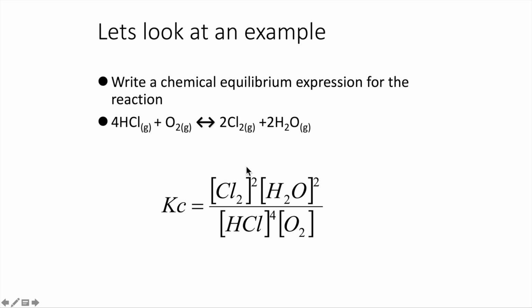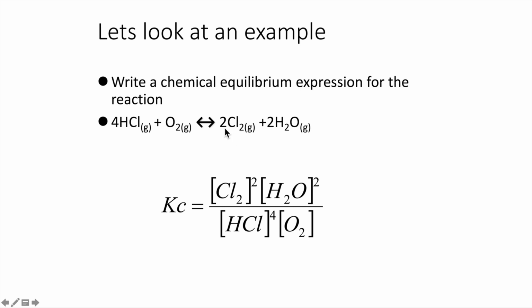But you put your products over your reactants. And if you notice, the coefficient numbers are raised to that power value here. So if you know the concentration of really any one of these, or even all of them, you can find out what your Kc value is. What is your constant value for this particular type of reaction?